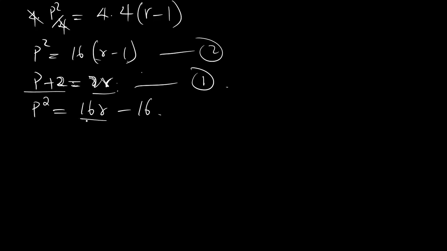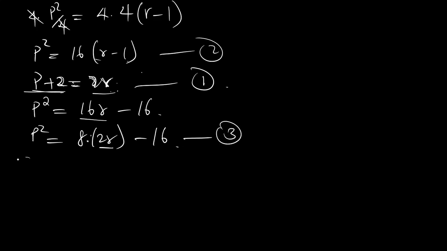Now this 16, you have P square is equal to, this 16R is the same thing as 8 times 2R minus 16. So since we have 2R equal to this, wherever we see 2R, we'll substitute P plus 2. So now let me call this equation 3. I will now say substituting 2R equal to P plus 2 into equation 3.